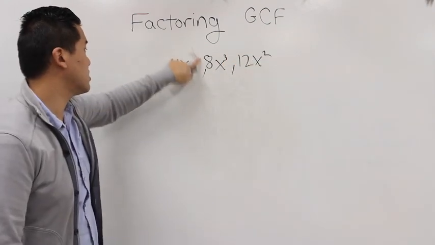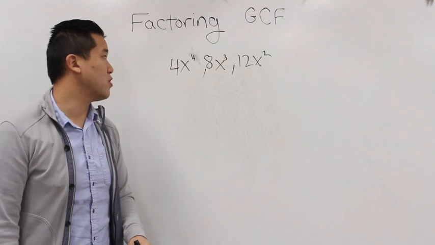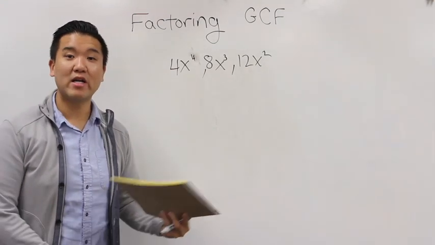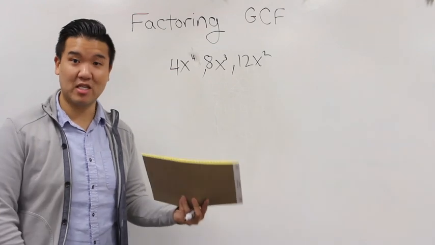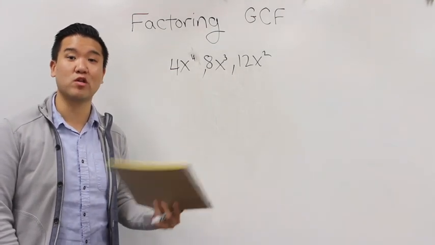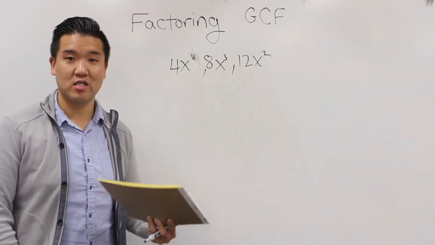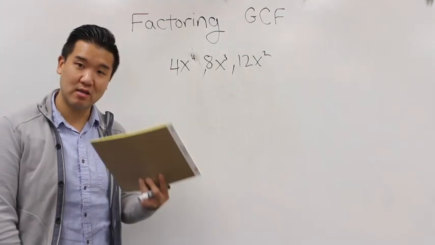Let's rewrite this a little bit so you guys can see it better. It's 4x to the 4th, 8x cubed, 12x squared. What is my GCF? Try to think about what is my greatest common factor. Common is a keyword, and factor is a keyword, but we want the greatest one out of them. We don't want the least. So I'll give you about a minute. Try your best. Go.